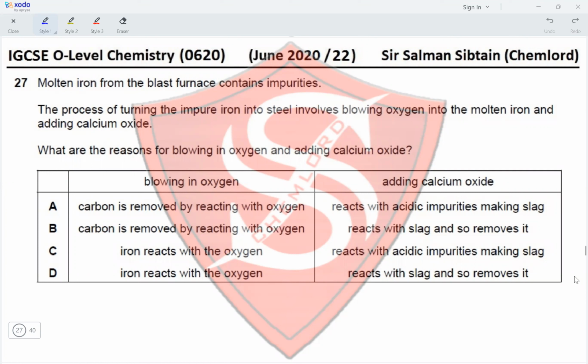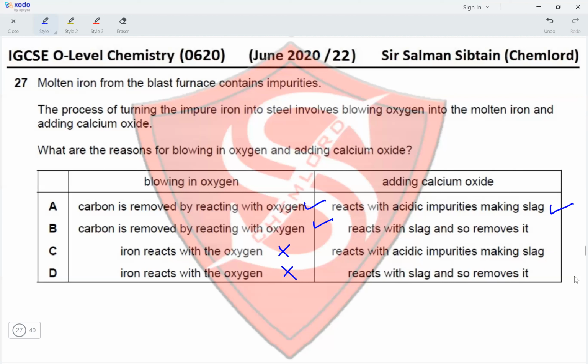Yes, because at the high temperatures used, the carbon present would burn away as carbon dioxide in the presence of oxygen. So this eliminates options C and D, in which it says iron would react with oxygen. That means iron would rust, and that is not what happens in the blast furnace. And adding calcium oxide allows for the reaction with acidic impurities in order to make the waste product called slag. So it reacts with acidic impurities making slag, yes.